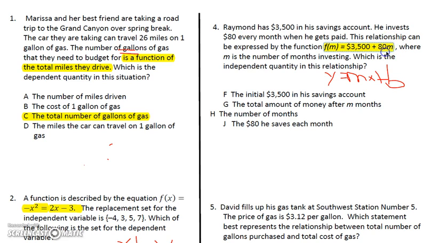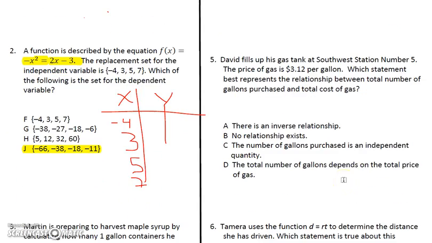So if I actually write the letter X over here, that is telling me that this M is actually my X. And my X, we said previously, is independent. So what is M representing? M is representing the total amount of money after n months. No, it is representing the number of months. So that's what I have for that problem.